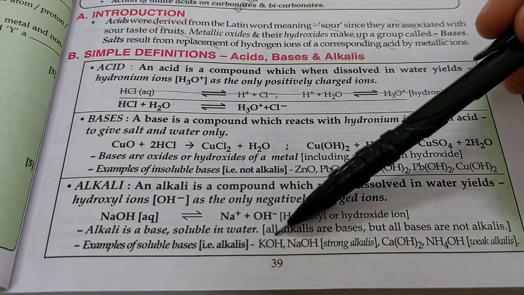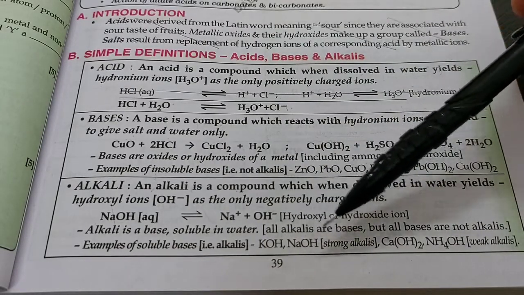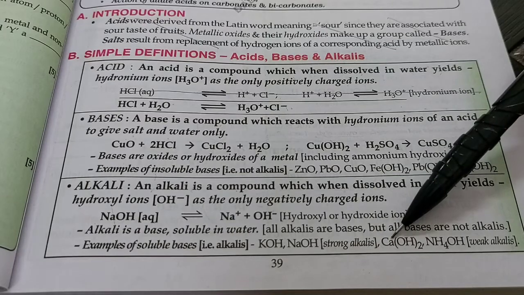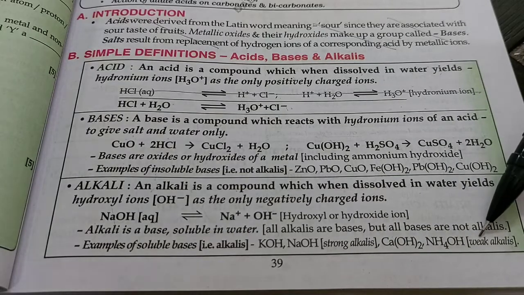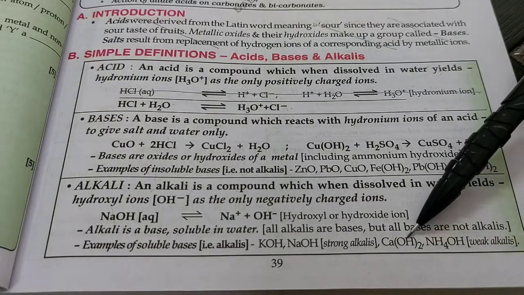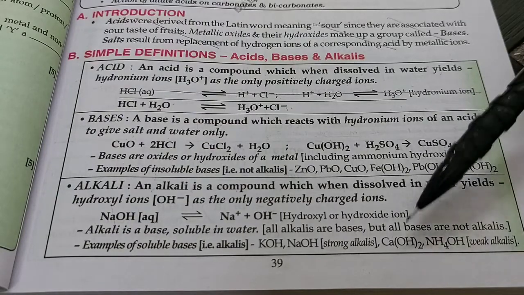Examples: we have sodium hydroxide and potassium hydroxide. They are strong alkalis. And we have calcium hydroxide and ammonium hydroxide. They are weak alkalis. Note that calcium hydroxide is very sparingly soluble in water.